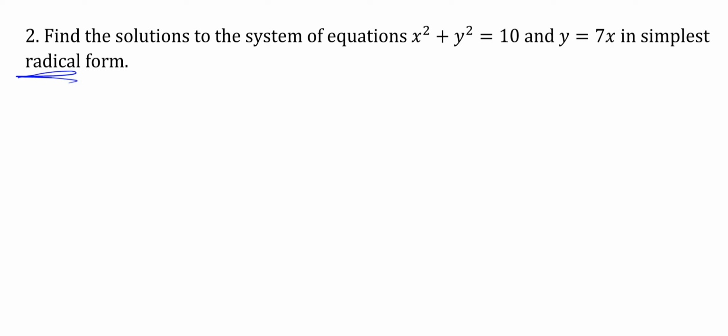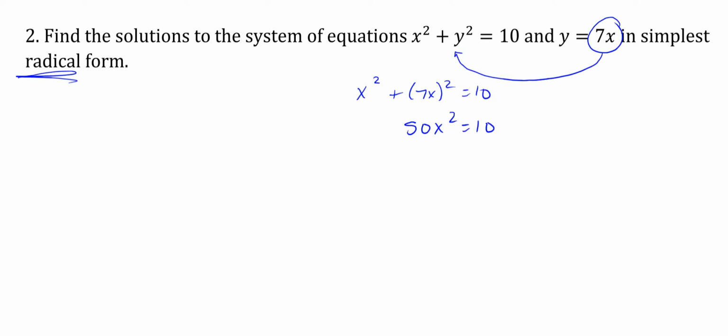So if I plug in 7x for y, I have x squared plus 7x squared equals 10. So I'm going to have 50x squared equals 10. I know I'm getting 50 because 7 squared is 49, 49 plus 1 is 50. If I divide both sides by 50, I get x squared equals 1/5.